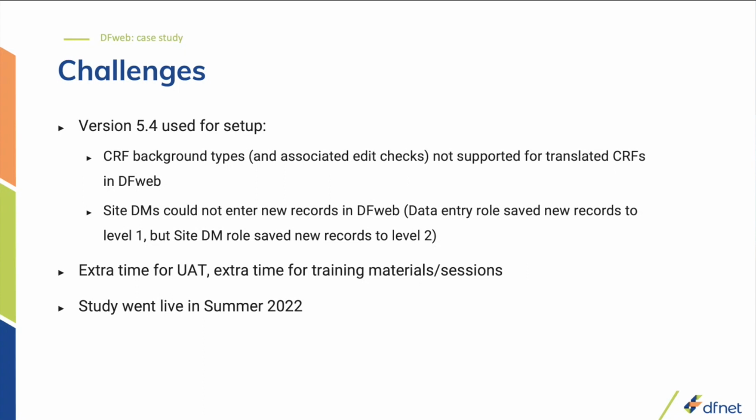But there was a site DM role where they were reviewing level 1 records and saving to level 2, but they were also entering new records to level 2. At the time, 5.4 did not support that, so DMs could only enter new data using DFexplore. Other challenges internally: we had to account for extra time for UAT, and also extra time for training materials and sessions in both DFexplore and DFweb. Despite that, the study went live on time in summer of 2022.